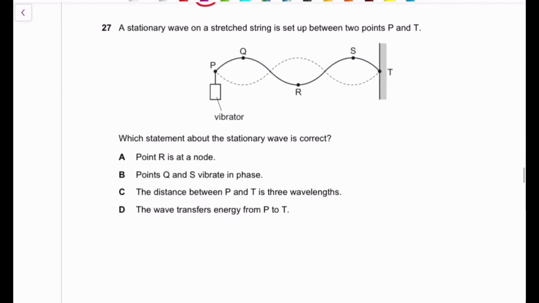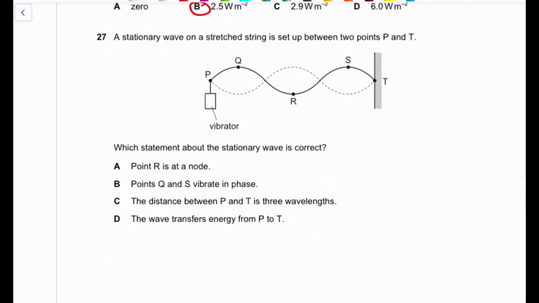Question 27. A stationary wave is set up on a stretched spring, okay, between two points, point P and point T. Which statement about the stationary wave is correct? Point R is a node. No. Point R is actually an antinode, right? So A is wrong.